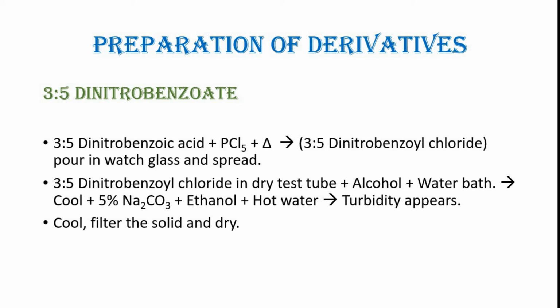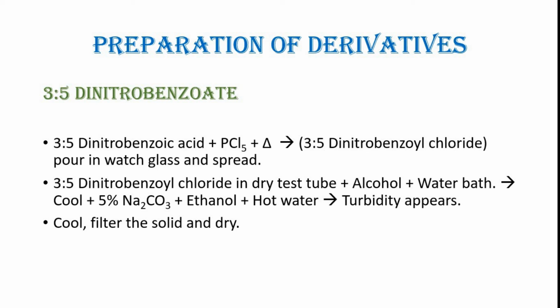Preparation of derivatives. 3,5-dinitrobenzoate. Mix 3,5-dinitrobenzoic acid and PCl5 in a dry test tube. Heat gently on low flame with shaking, then to boiling. Pour the content on a dry watch glass and spread with a spatula and allow to cool. Dry the solid with a pad of filter paper.